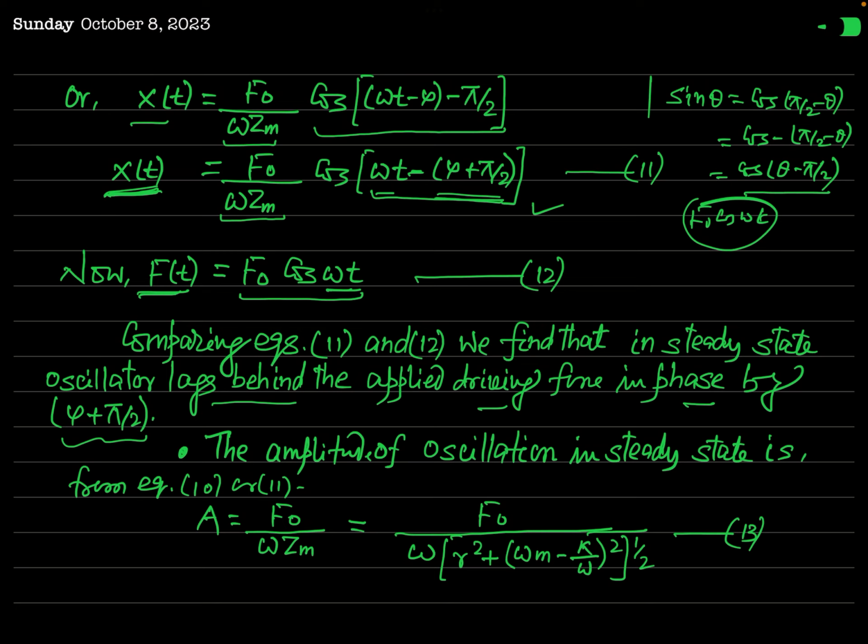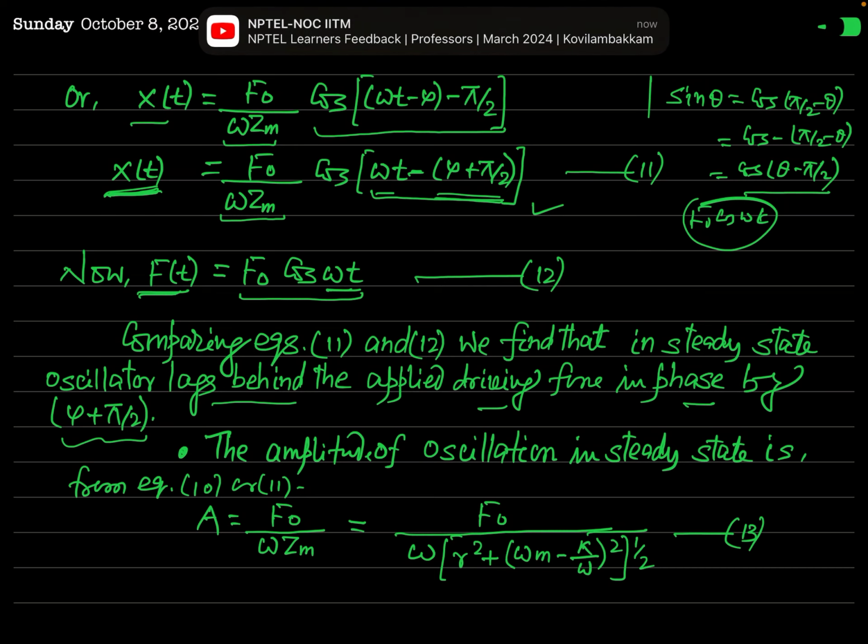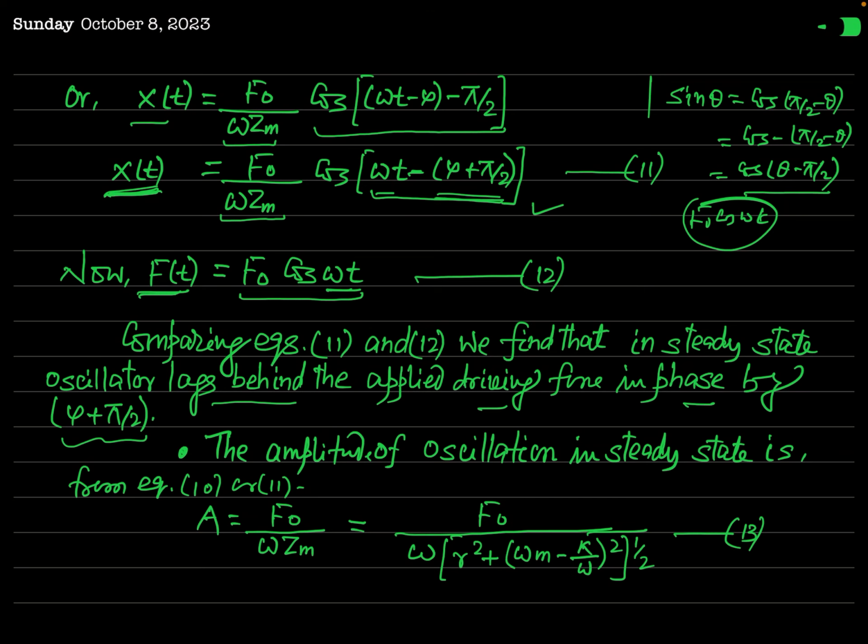Okay. I think you have clearly understood this calculation, and how we can say that during the steady state our oscillator oscillates with the same frequency. You can see the frequency of oscillation of the oscillator is omega, and the frequency of oscillation of the driving force is also omega, but their phases are not the same. The oscillator is lagging behind in phase from the applied driving force.